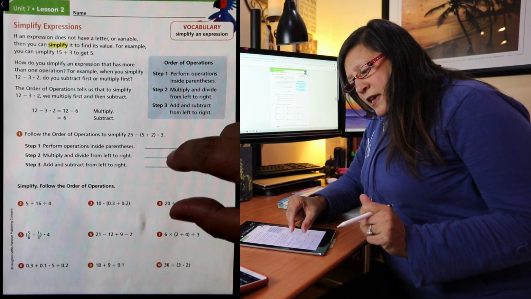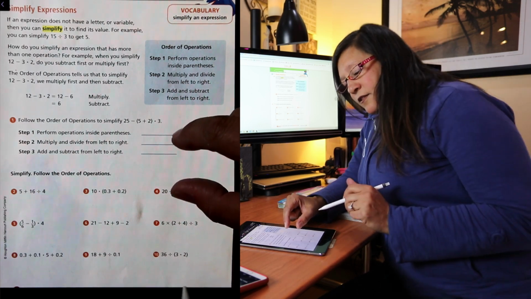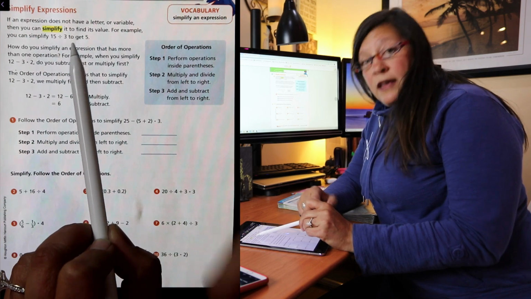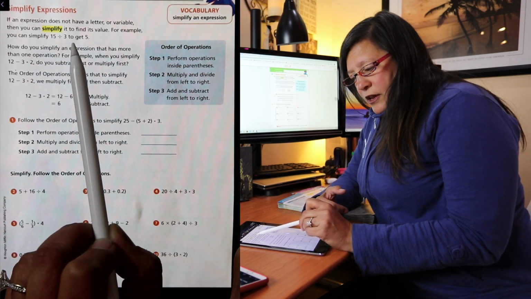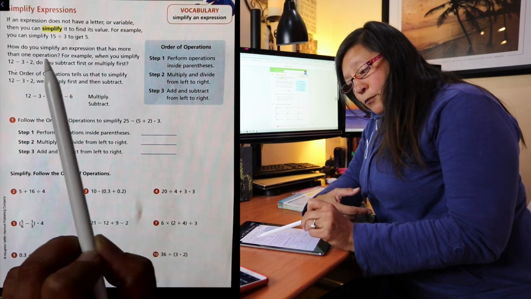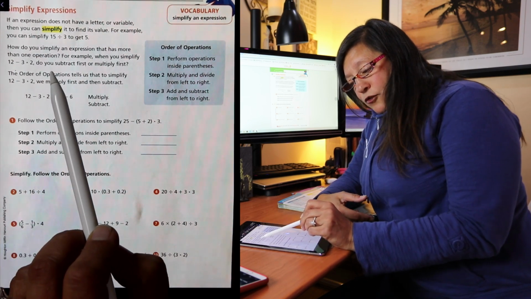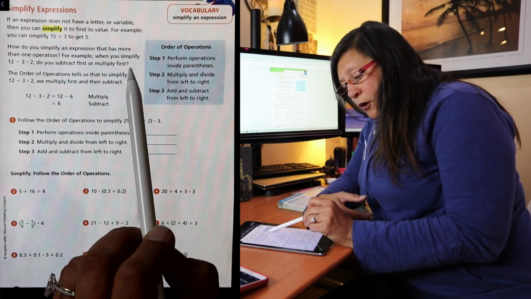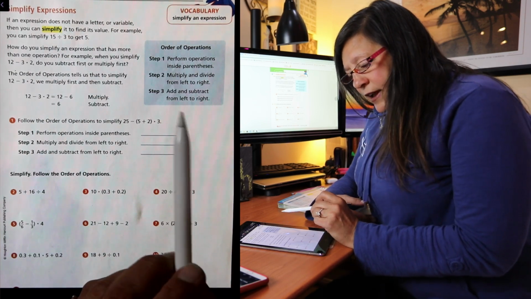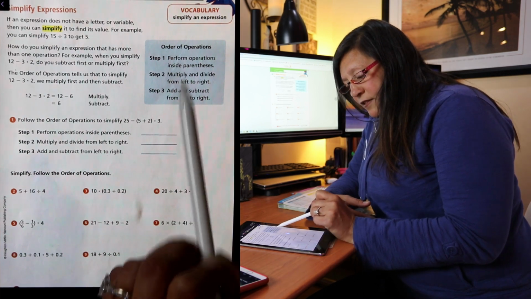Simplifying expressions. If an expression does not have a letter or variable, then you can simplify it to find its value. For example, you can simplify 15 divided by 3. Remember, there's no equal in expressions, to get 5. Okay? How do you simplify an expression that has more than one operation? For example, when you simplify 12 minus 3 times 2, do you subtract first or do you multiply first? The order of operations tells us that to simplify 12 minus 3 times 2, we multiply first and then subtract.